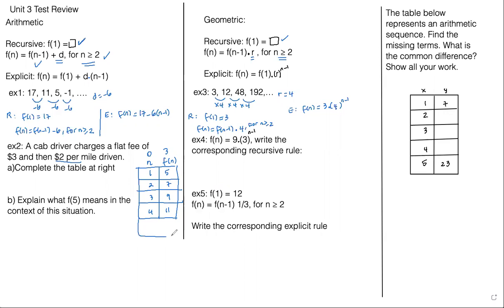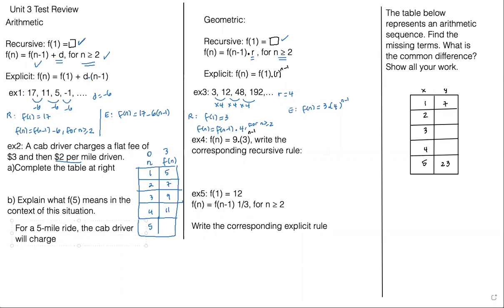For part B, what does f of 5 mean? If I were to go one more unit here, let's say, that's 5. What does f of 5 mean in the context of the situation? So remember, when they say context of the situation, that means you need to tell me in words, right? What does this mean? So I would say for a 5-mile ride, the cab driver will charge, and how much will he charge?